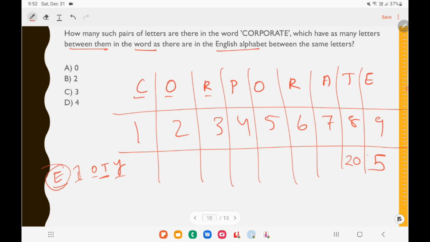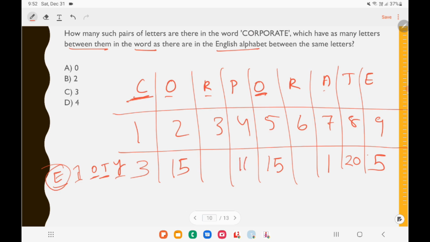Okay, now you have O here. O is the 15th letter, right? So I am writing 15 here and there is O here also, I am writing 15. And you know A is 1. So I am writing 1 here. You know C is 3. I am writing 3 here because A, B, C. C is the third letter. Okay. Then after O, P is coming.